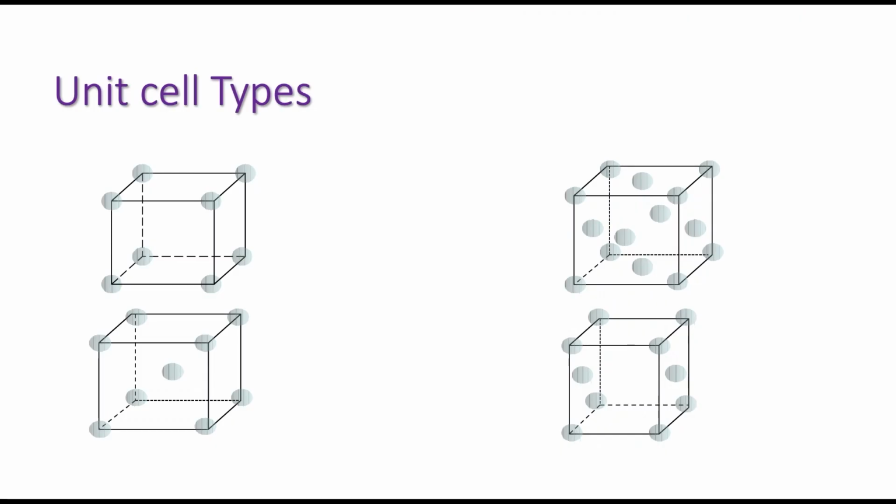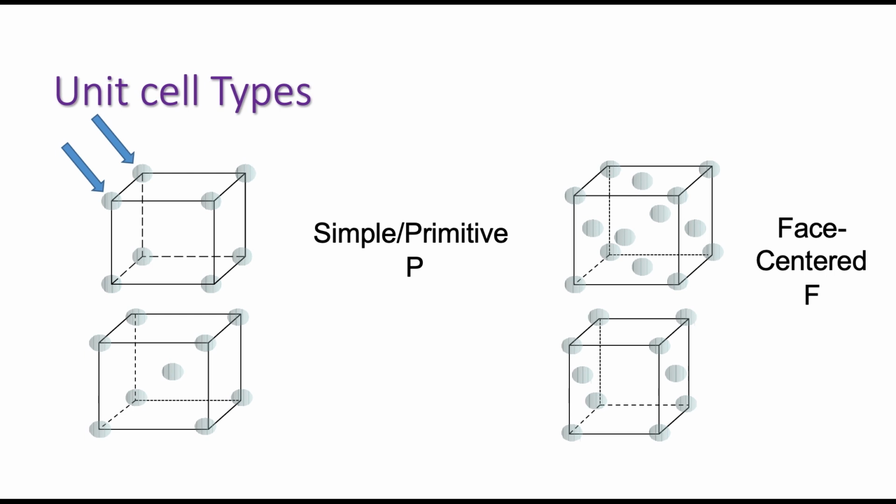Crystals can have 4 types of unit cells. The first one is called the simple or primitive unit cell. It is denoted by the capital letter P. Here, the atoms are present only at the corners of the unit cell. The second one is called the face-centered unit cell, denoted by the symbol F. Here, in addition to the atoms at the corners, atoms are also present at the center of each of the faces of the unit cell.